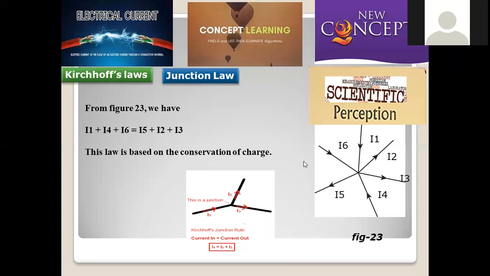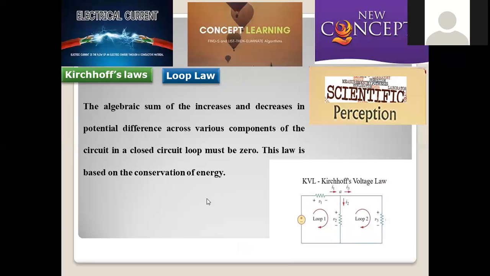Junction law denotes what? The extent of current which is joining at the point of junction is exactly equal to that which is dispersing away from the junction. That is called the junction law. And here it is given by I1 + I4 + I6 = I5 + I2 + I3. So moving towards the junction is equal to moving away from the junction. Very simple. And the second law is called the loop law.